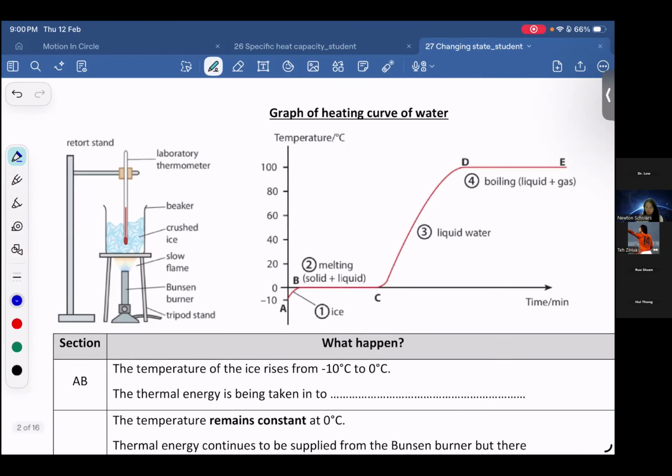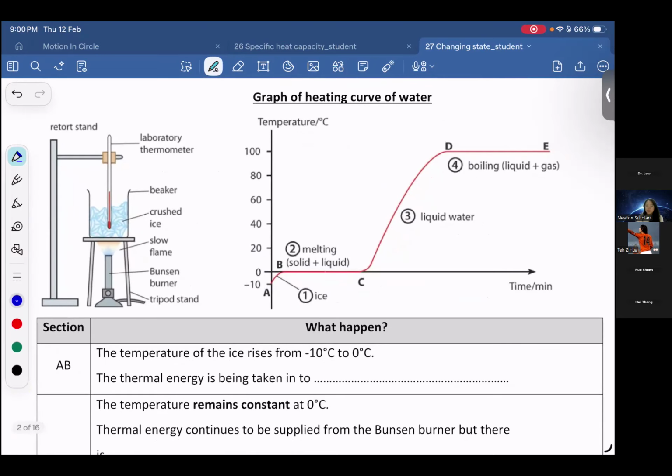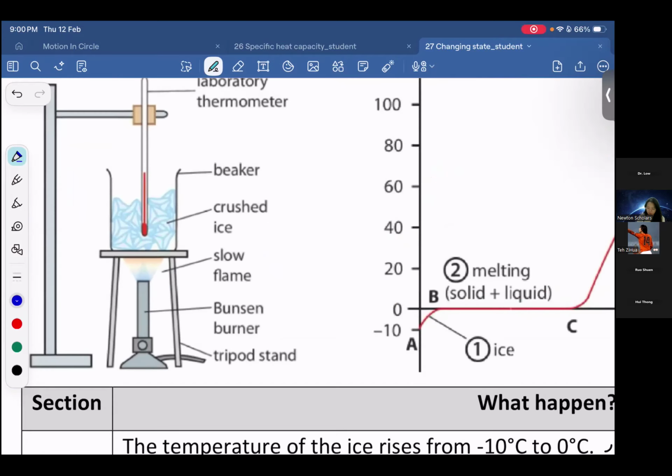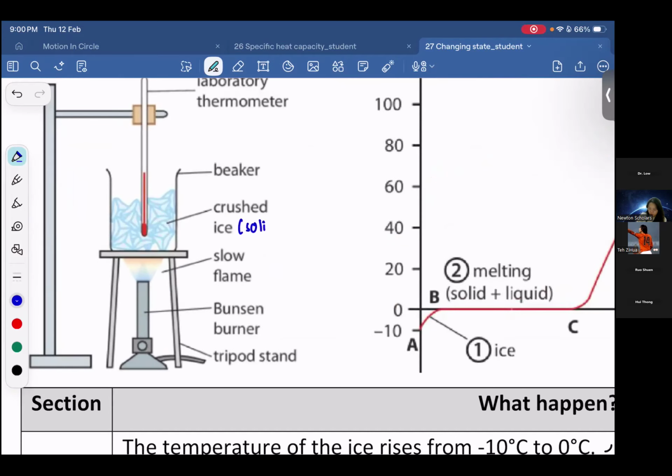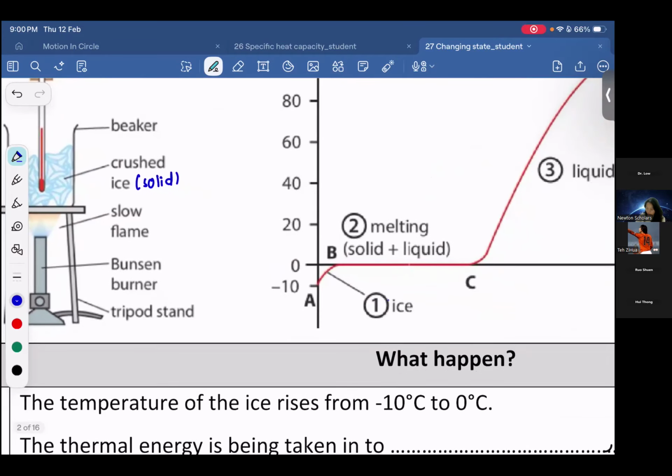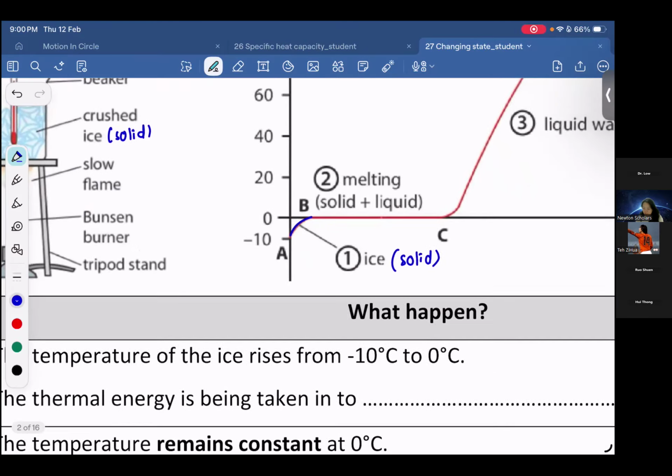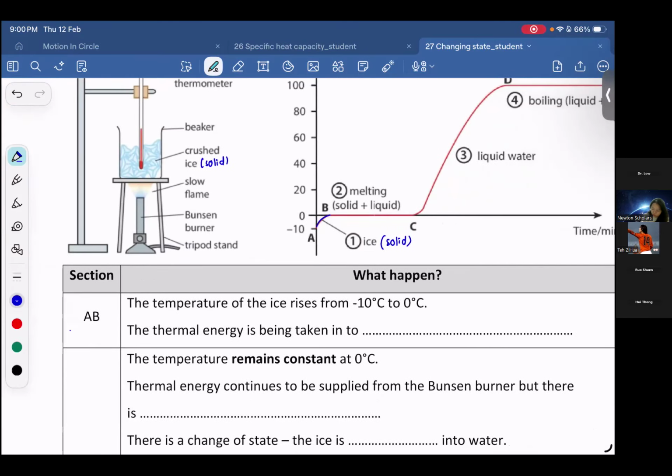Okay, here, dear. Go to page number 2. Now this is a heating curve of water. We heat the water from solid, which is ice. So we're starting from ice here. This part, A, B here, is solid. Can you see that in this part, the temperature rises from -10 to 0? We supply heat. So at this stage A and B, it is still solid, still in solid form. It didn't change phase, didn't change state, okay?